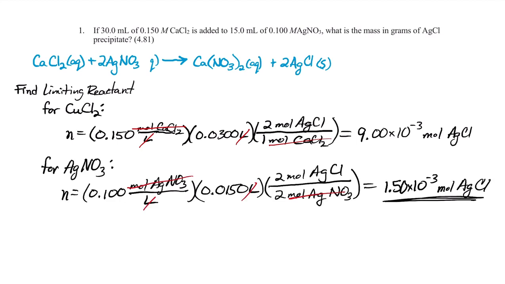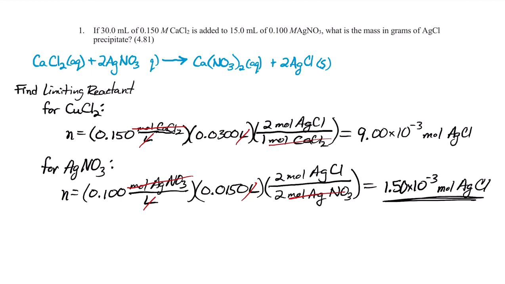We should do the same thing for silver nitrate. Beginning with the concentration in moles per liter of silver nitrate times the volume in liters, we now have the number of moles of silver nitrate. We then use a stoichiometric ratio, 2 moles of silver chloride per 2 moles of silver nitrate. Cancel, and we obtain 1.50 times 10 to the minus 3 moles of silver chloride.